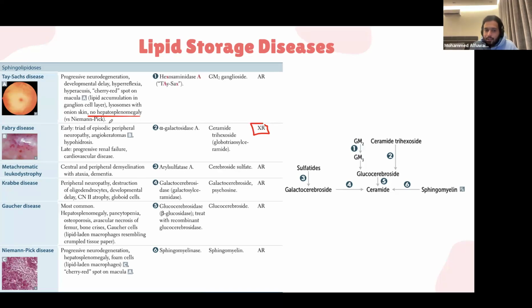Histologically, what will you find in Tay-Sachs? Onion skin, which I'll show you in the next slide. Which enzyme is defective? Hexosaminidase A, the first step, which converts GM2 ganglioside to GM3. It presents with neurodegeneration, hyperreflexia, hyperacusis, developmental delay, and so on. Most important thing to remember: cherry red macula with no hepatosplenomegaly.